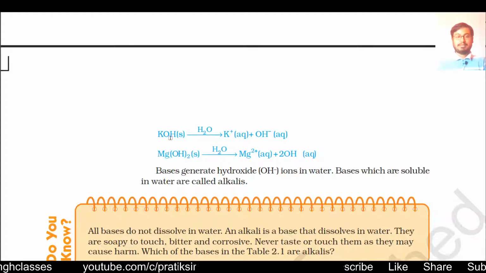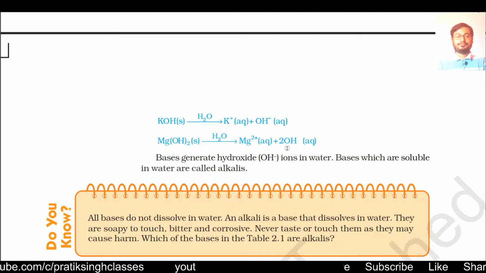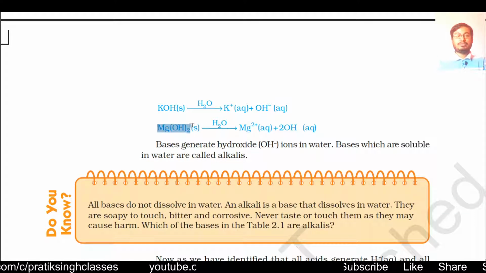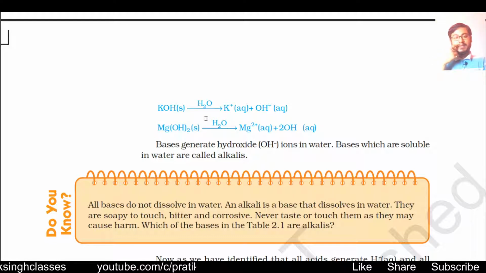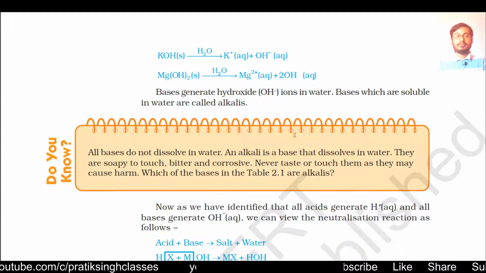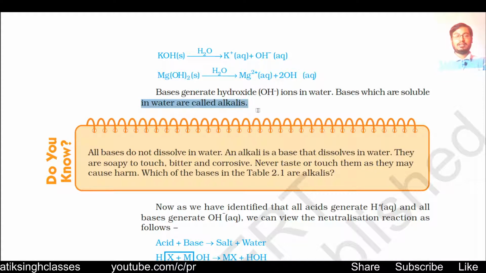Potassium hydroxide, when dissolved in water, makes positive potassium ion in aqueous solution plus aqueous OH minus. Likewise, Mg(OH)2 in solid form, when mixed in water, makes Mg2 plus in aqueous form plus 2OH minus. It is again minus mixed here, in aqueous form. Bases generate hydroxide ions in water. Bases which are soluble in water are called alkalis.